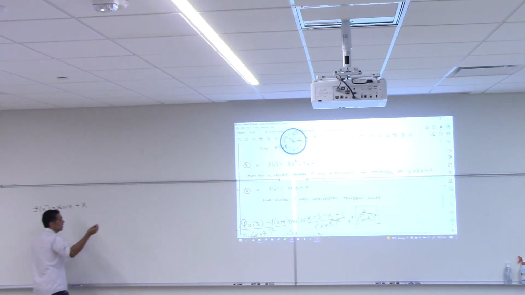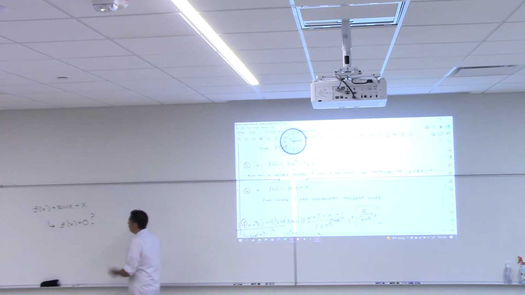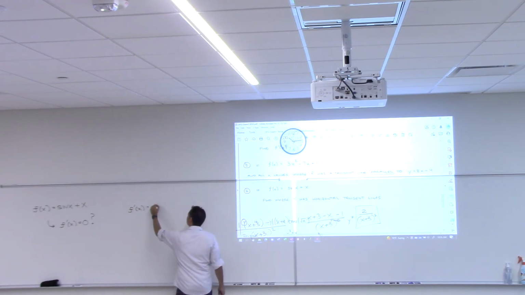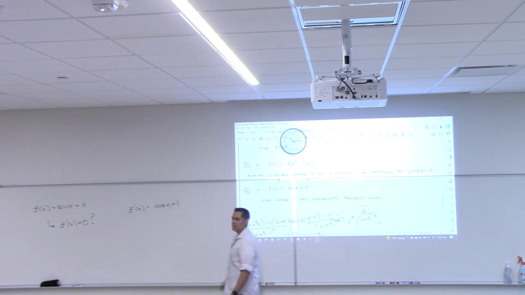So you have to understand from the question that this is really saying, where's the derivative of this function 0, right? That's what we're asking. So you have to take the derivative of that function. What's the derivative of that function? You can do them piece by piece, right? Because there's addition. Cosine x plus 1. Set that equal to 0.